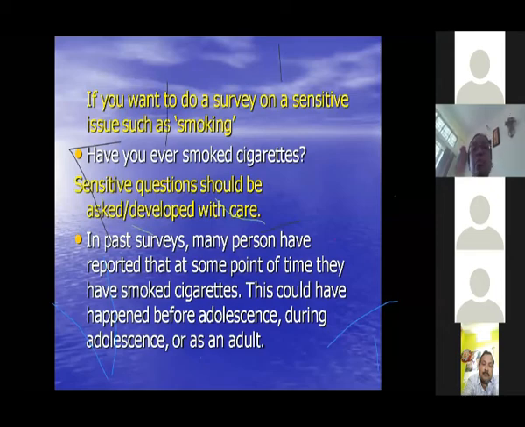Say, for example, before asking this question, we can mention this: in past surveys, many persons have reported that at some point of time they have smoked cigarettes. This could have happened before adolescence, during adolescence, or as an adult. So if after this we add the question, have you ever smoked cigarettes? Then we get the correct response. In this case, although these sentences make the questionnaire lengthy, it is very essential to add this type of statements before asking this type of question.